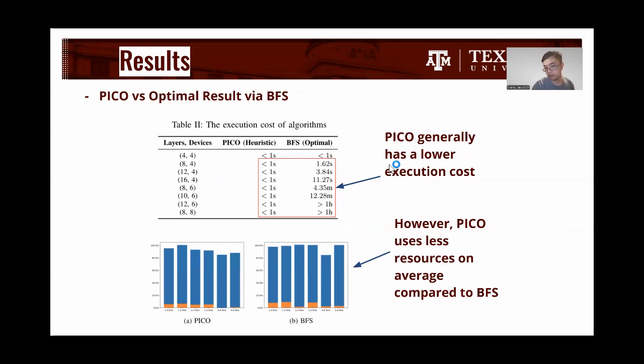And so one final thing that they tested was Pico versus getting the optimal result via breadth first search, or BFS. And then on this table over here, you can see the execution costs. And then you can see as we go down here that the execution cost for BFS tends to blow up, while Pico tends to stay very small with less than a second. However, BFS tends to have higher resource utilization compared to Pico. So Pico has fewer resources used on average compared to BFS, but that trade-off seems pretty good for this execution cost over here.